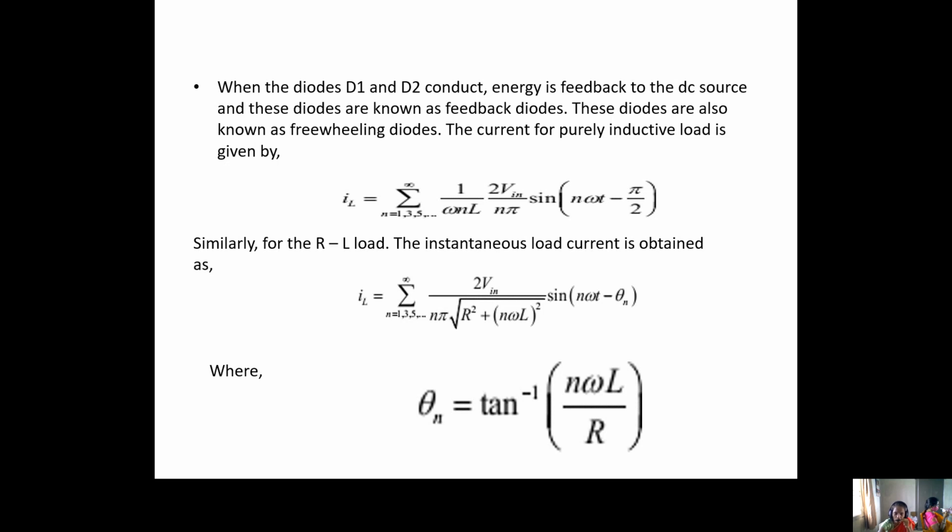Similarly, for RL load, the instantaneous load current is IL equal to sigma n equal to 1, 3, 5 to infinity of 2 Vs by n pi root of R square plus n omega L whole square, into sin of n omega t minus theta n, where theta n equal to tan inverse of n omega L by R.